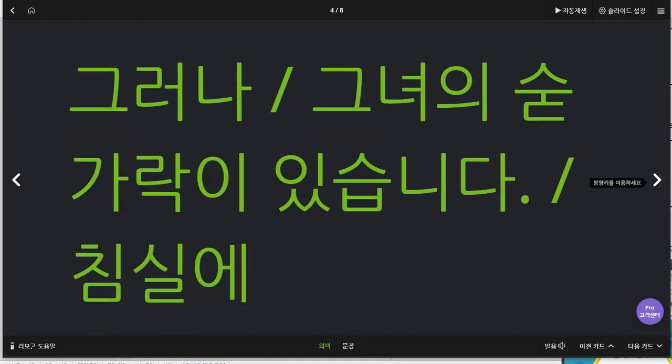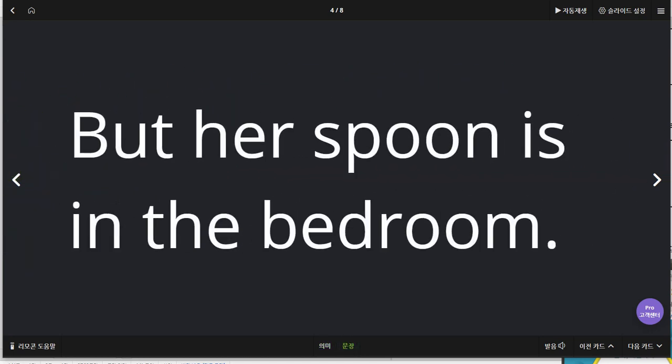Okay. 그러나 그녀의 숟가락은 침실에 있어요. But her spoon is in the bedroom. Okay. 좀 더 빠르게. But her spoon is in the bedroom. In the bedroom. But her spoon is in the bedroom.